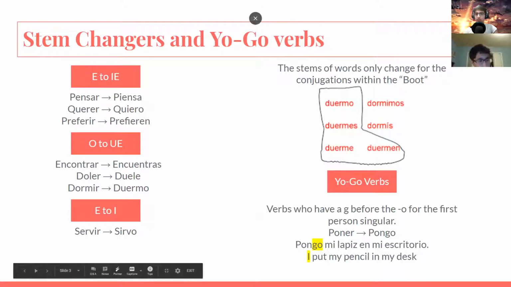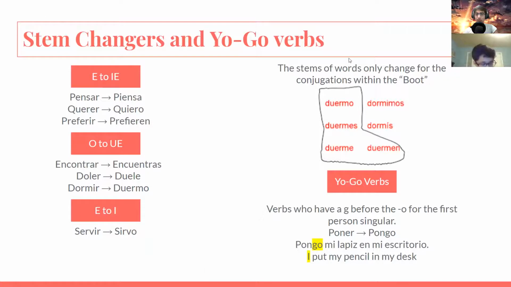Now, the stems of words can only change for the conjugations within this boot. We call it the boot because when you put it in a conjugation chart like this, it kind of looks like a boot around it. So you can see that the nosotros and the vosotros both do not have stem changes. As you can see with dormir, here the o stays as an o, and here it changes to a ue.